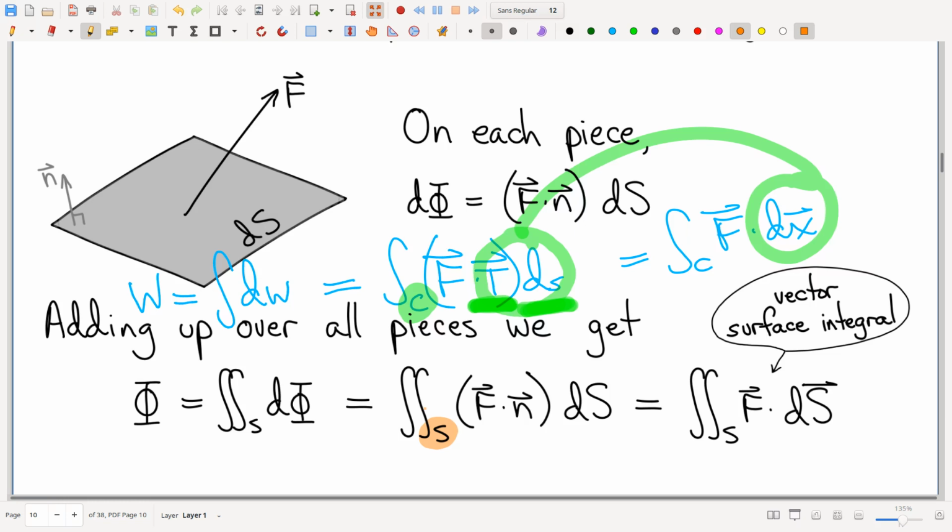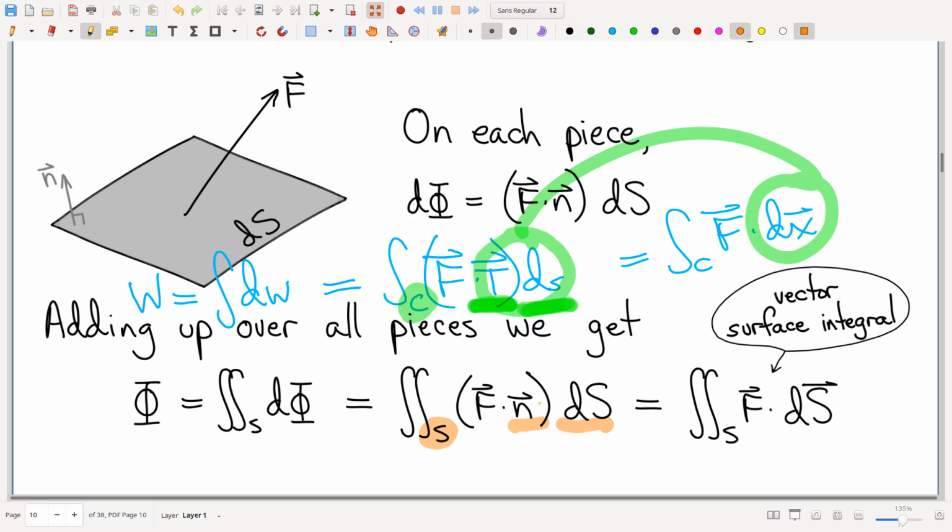Looking at this form of our flux integral, what appears to be our differential, again, is only telling us size. ds scalar is only telling us how big the piece of surface is. It's the normal vector that tells us the orientation, right? And you need both of those.